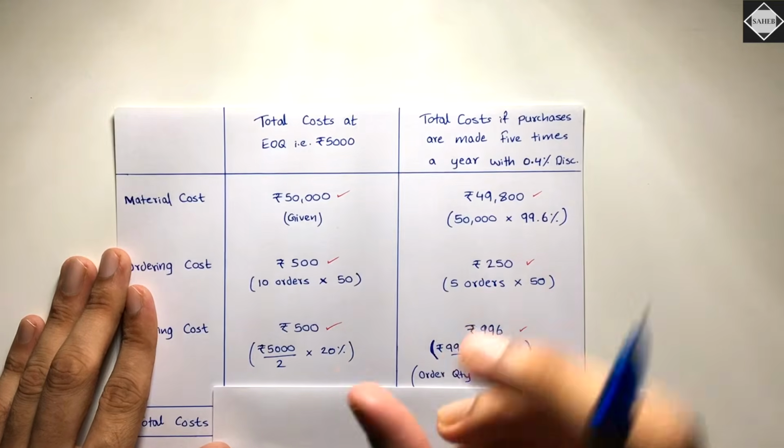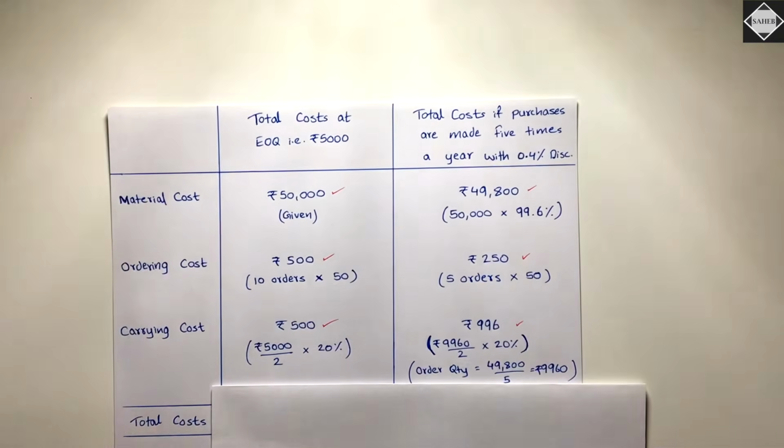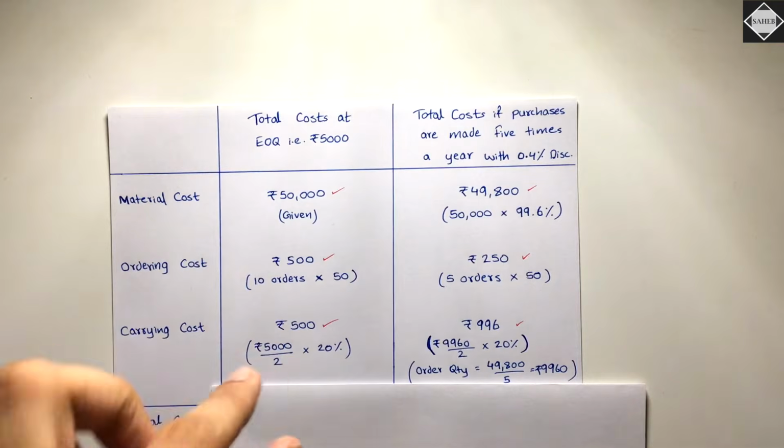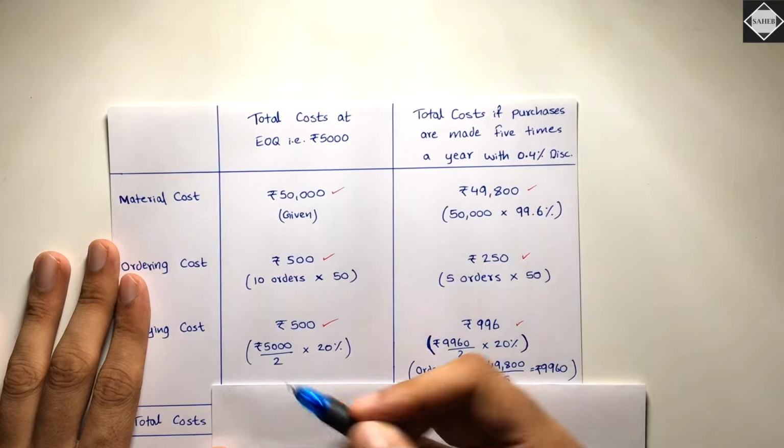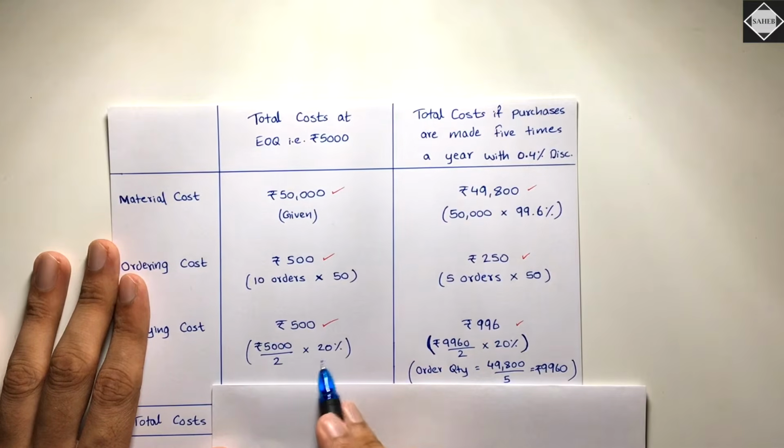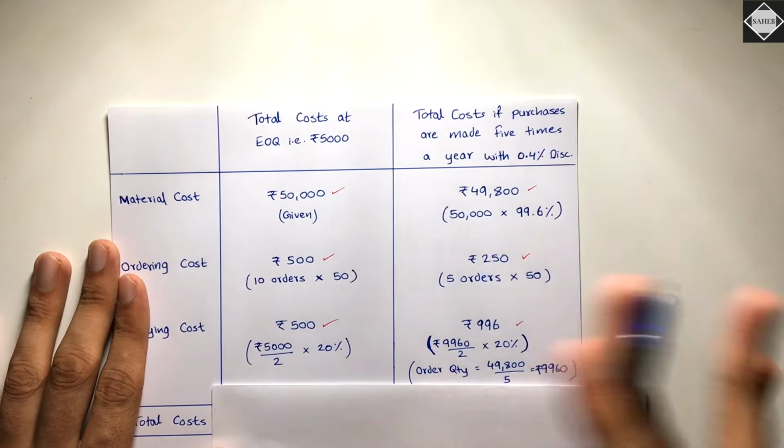How much? 2,500 rupees. Everything is in rupees over here. This is a very special question. In a normal question, we take units only. EOQ will be in units, you divide by 2, you will get units. But here it's in rupees, so rupees divide by 2. So that's 2,500 rupees into 20%. That's why it's working now.